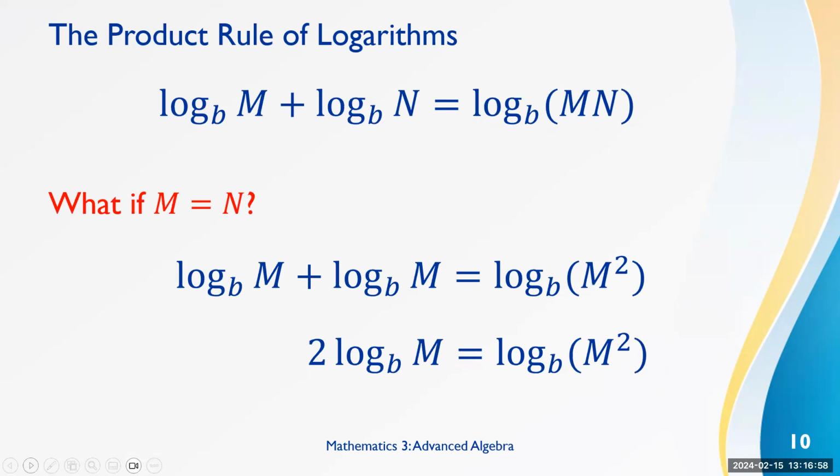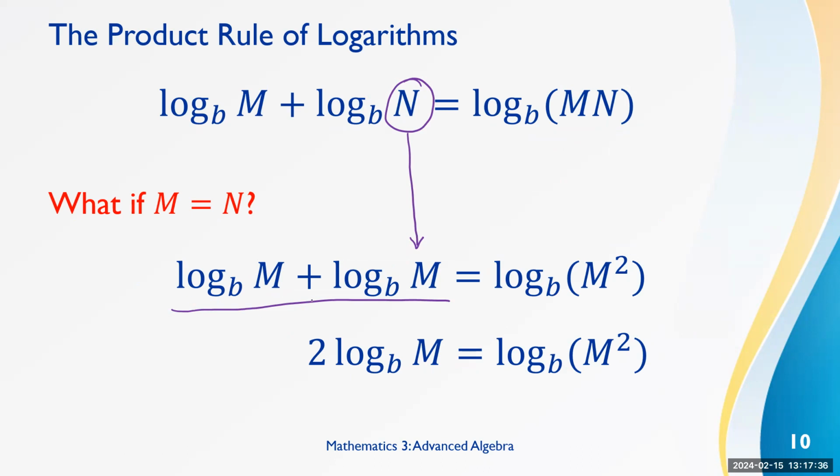Next, so going back to your product rule, what if m is equal to n? So if m is equal to n, pwede nating palitan to ng m such that our left-hand side of the equation becomes log base b of m plus log base b of m. So applying the product rule, since common base na b, just copy the common base and you multiply or get the product of the arguments. So m times m becomes m squared, right?